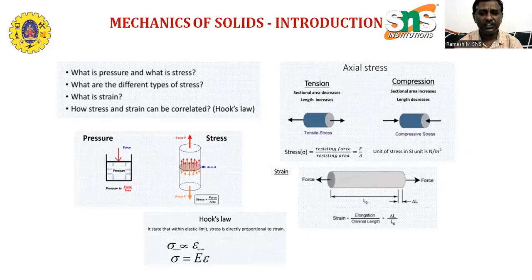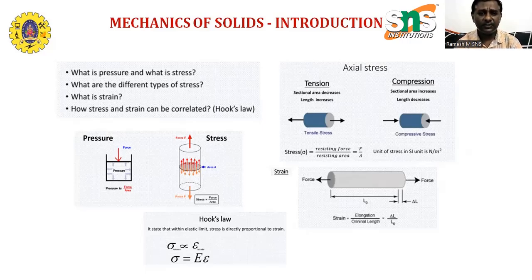So here cross-sectional area is the important thing. We are not going to focus on surface area. Here force per cross-sectional area is called stress. Then the unit of stress is Newton per meter square. We can have different types of stress: one is tensile stress, another one is compressive stress, and one more is called shear stress.